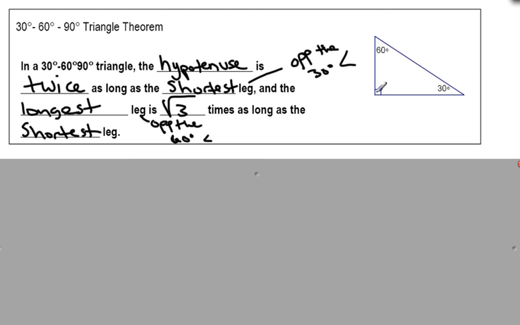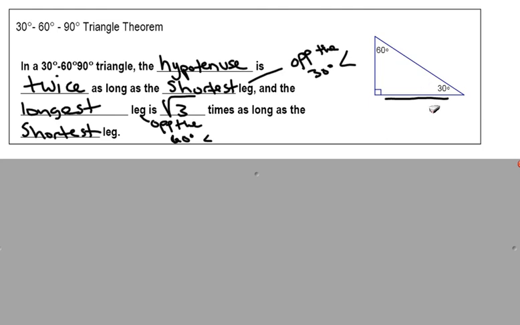Okay, and the last special right triangle that you need to know is a 30, 60, 90 triangle. And that's when you have a right angle, a 30-degree angle, and a 60-degree angle. In a 30, 60, 90 triangle, the hypotenuse, so the side opposite the right angle, is going to be twice as long as the shortest leg. So the shortest leg is opposite the 30-degree angle. And the longest leg, opposite the 60-degree angle, is going to be the square root of 3 times as long as the shortest leg.